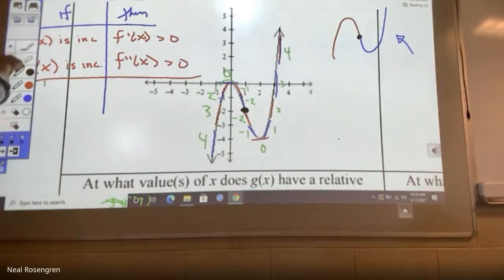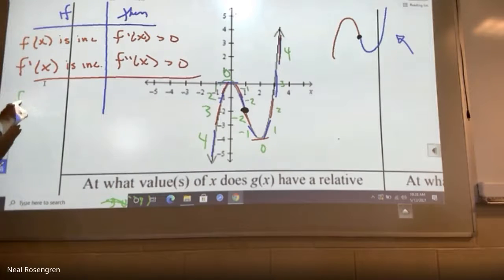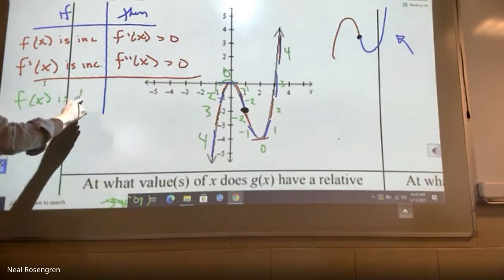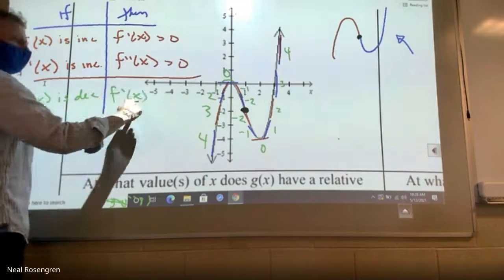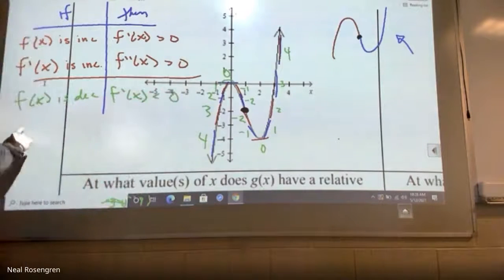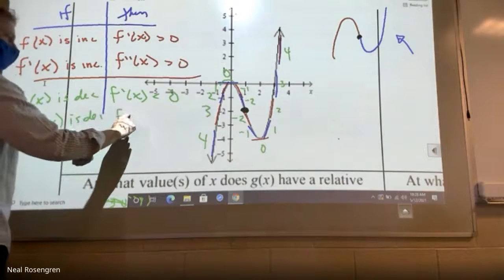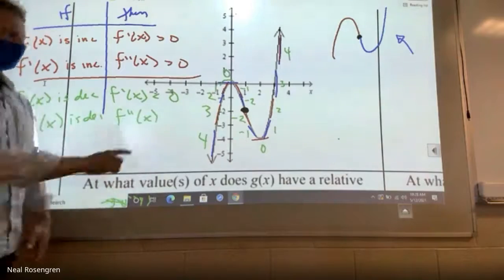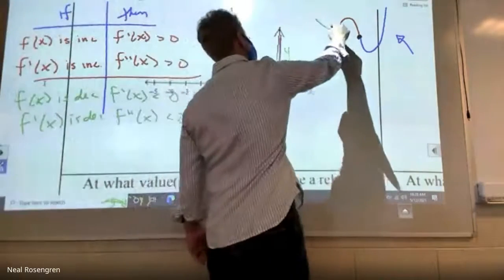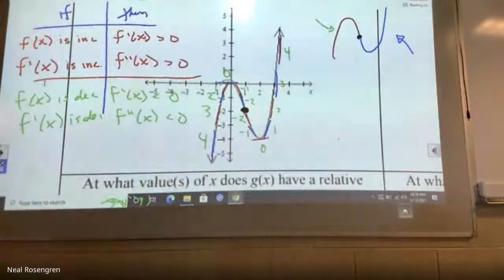Okay, let's do another one. What if f of x is decreasing? What do we know about the first derivative? Negative, okay. And so what if f prime is decreasing? What do we know about the second derivative? It's negative. Okay, and that's this section right here. Okay? And we can give those names because of the way that they look. And I'm telling you, that's the only way that these can be drawn. That red section, or part of the red section. It doesn't have to be the whole thing. And then the blue section.